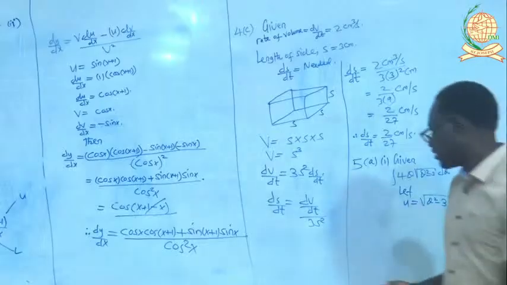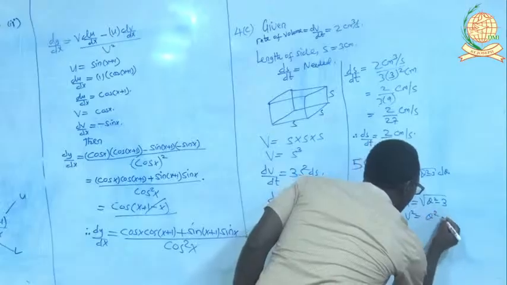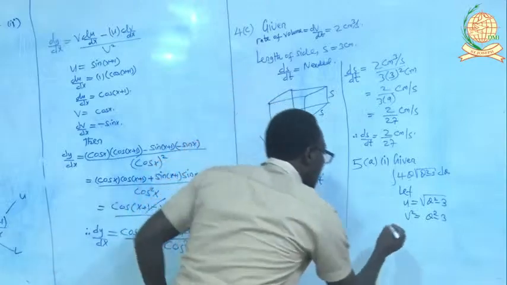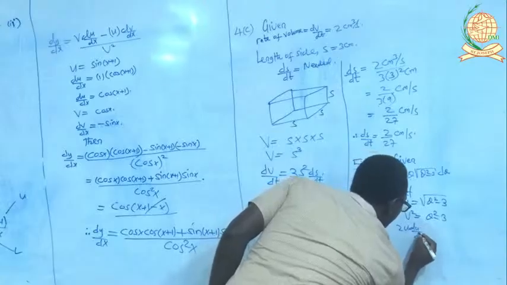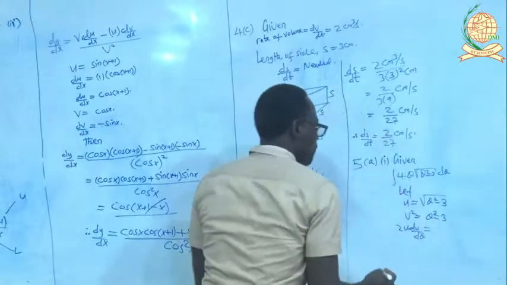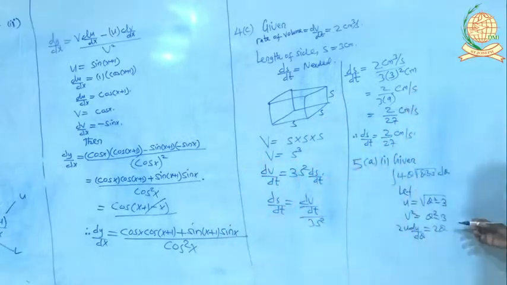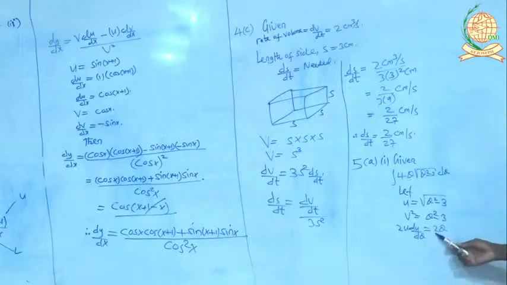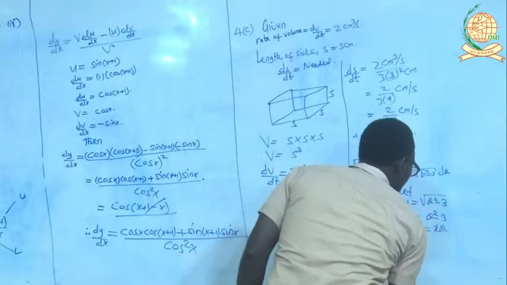Now u equals the root of theta squared minus 3. Square both sides. We are going to have u squared equals theta squared minus 3. Then you differentiate u with respect to theta. This will be 2u du d theta equals 2 theta. The derivative of constant 3 is equal to 0. So drop 2, then u du d theta will be equal to theta. 2 and the 2 will cancel, as you can see.